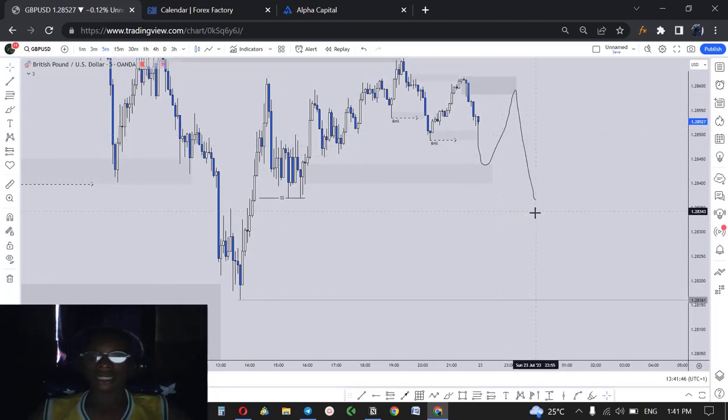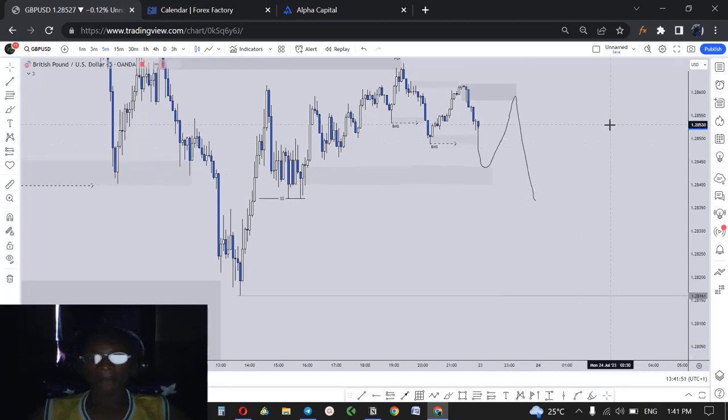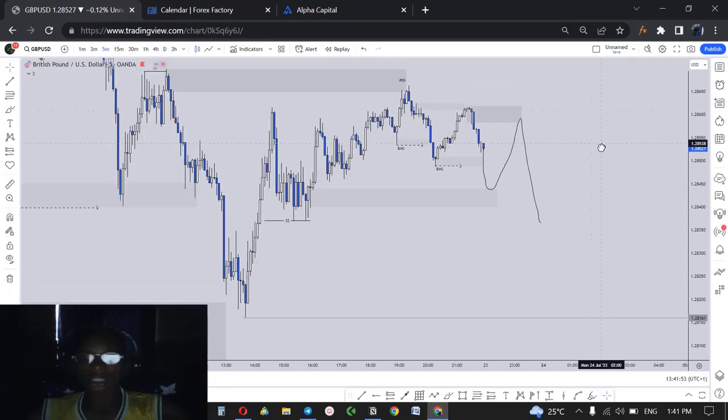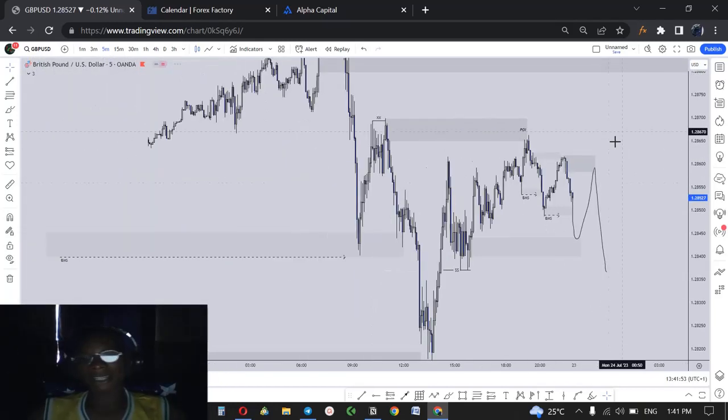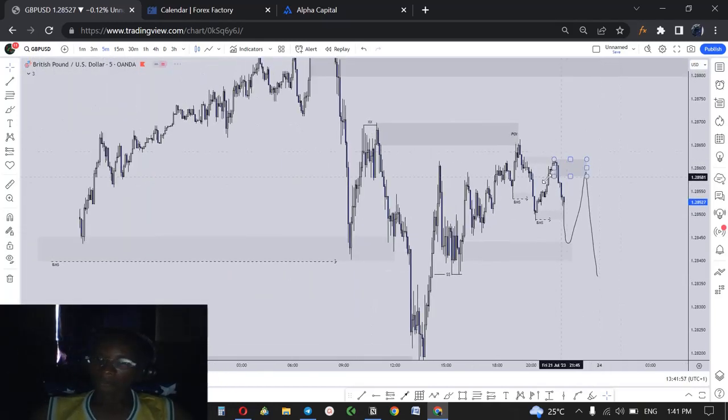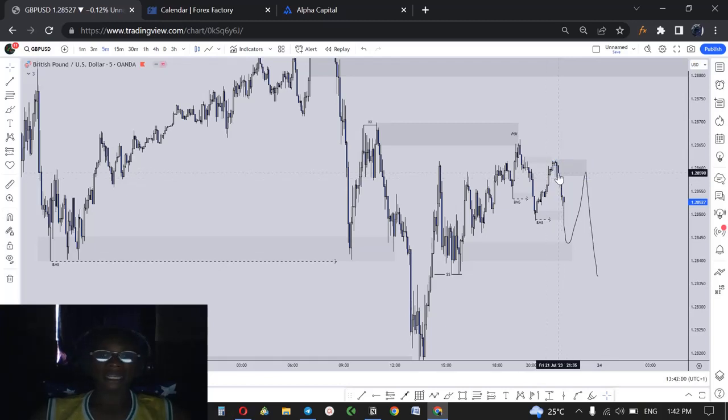And like I said to us guys, this is where I'm really looking for my overall TP. But with my management plan, I'll probably be paying myself along the road, right? So this is the most simplest idea that I have for the coming week on GBP USD.